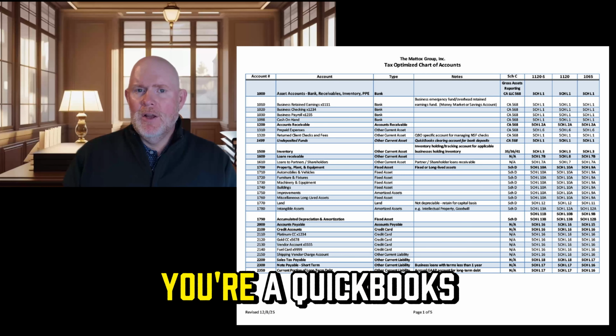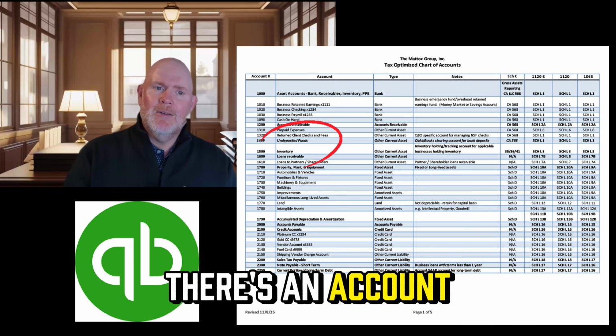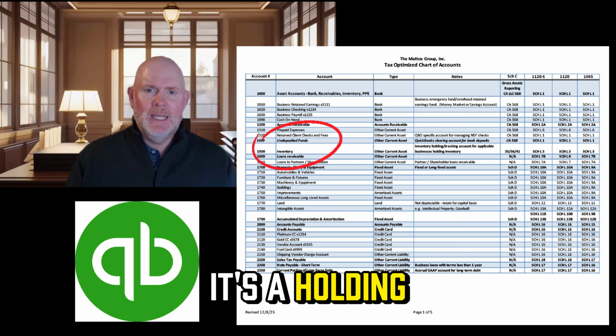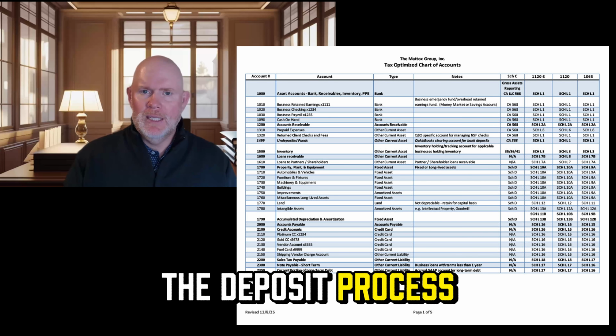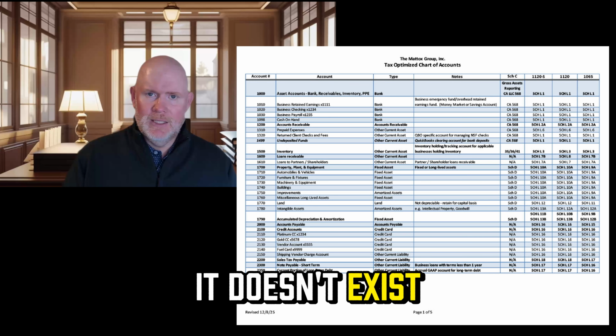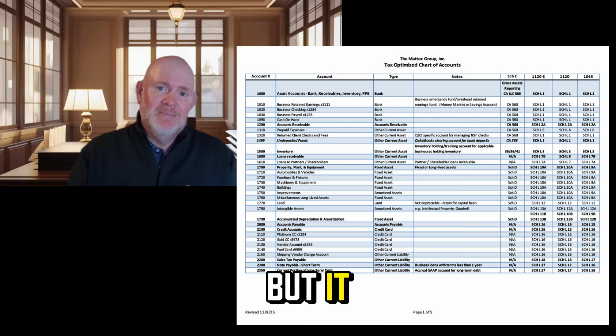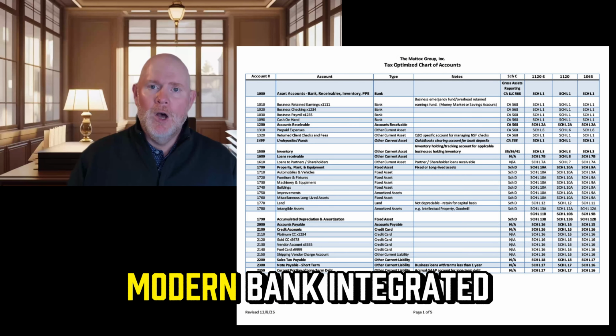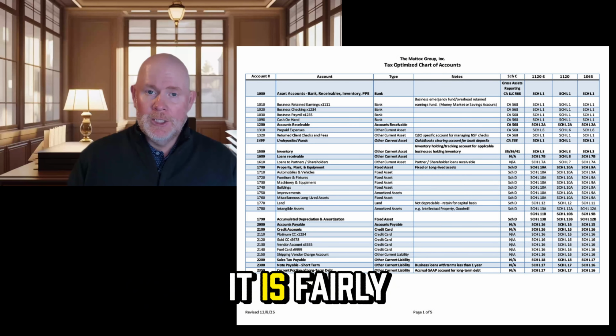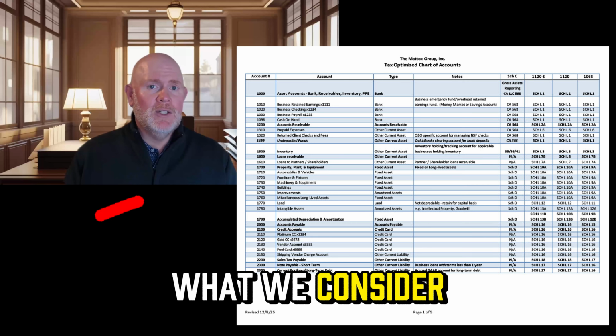In particular, if you're a QuickBooks customer, there's an account called undeposited funds. It's a holding account. It's useful for the deposit process in QuickBooks. It doesn't exist in the regular accounting systems, but it is fairly common at the modern bank integrated general ledger systems. This is also where we consider your inventory.